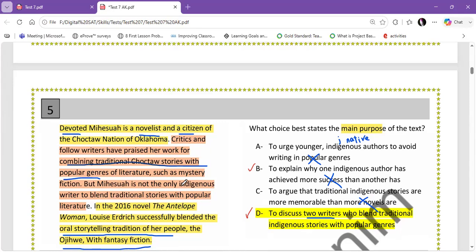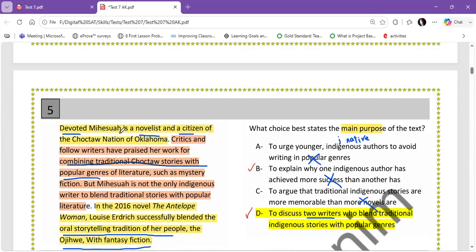Yes. He took one writer here and another there. So I suspect that B may be the answer. What I'm going to do right now is read the whole text. Don't return to A or C. They are cancelled already. We're going to go to B and D.